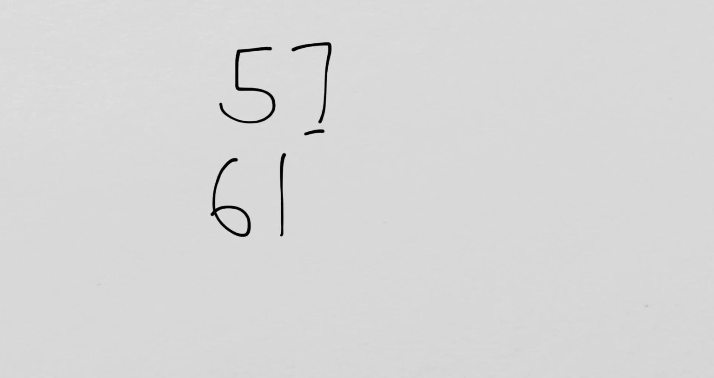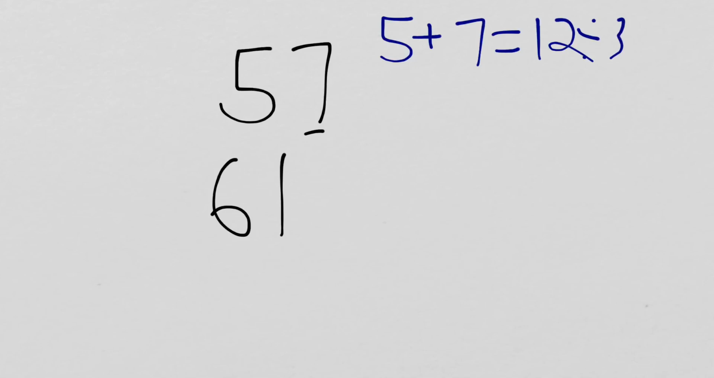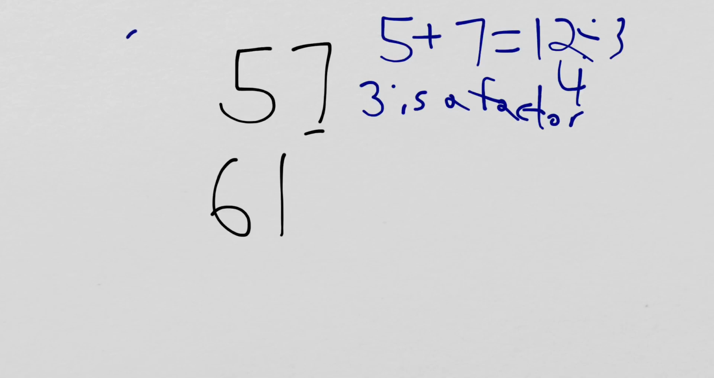Okay, well, I'm not going to give up there. I know my rule for determining if a number is divisible by 3 is adding the digits together. So I'm going to add 5 plus 7, and I get 12. Is 12 divisible by 3? Yes, because you get 4. So that means 57 is divisible by 3. That means 3 is a factor of 57. So 57 is composite.